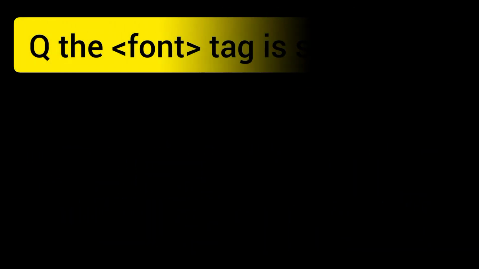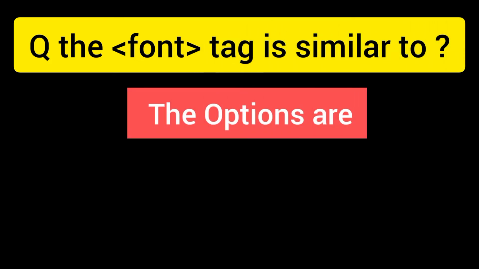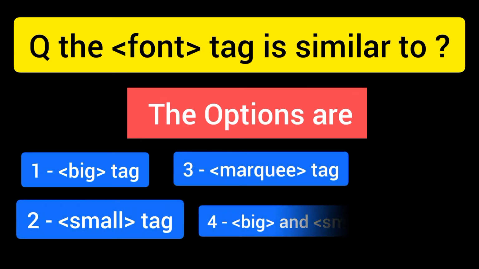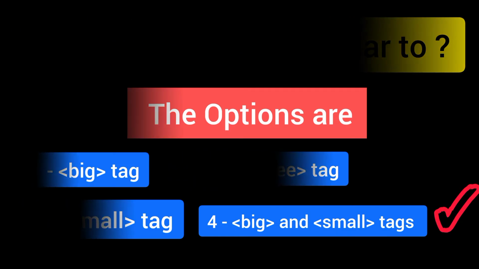Question number 19, the font tag is similar to, and the options are option number 1 big tag, option number 2 small tag, option number 3 marquee tag, option number 4 big and small tags, and the right answer is option number 4 big and small tags.